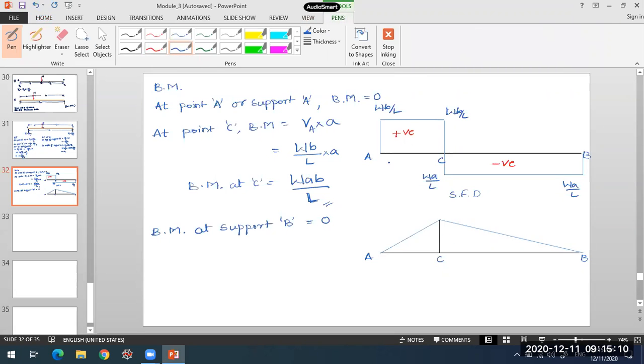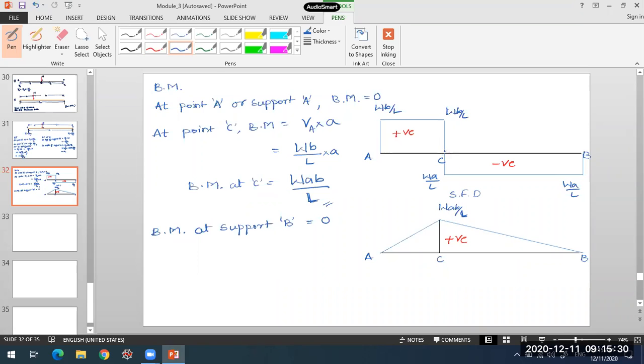So the entire bending moment is positive. We have the whole beam under sagging. So this is positive. What is the value over here? The maximum bending moment is W into A into B by L. You can check it. You'll get this itself as the maximum bending moment.